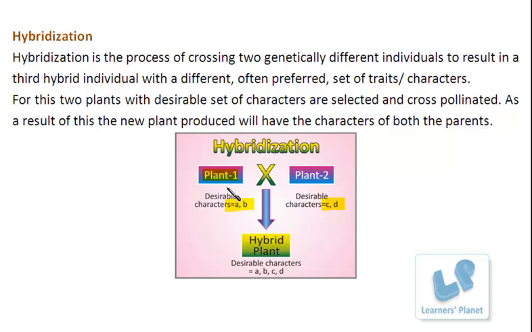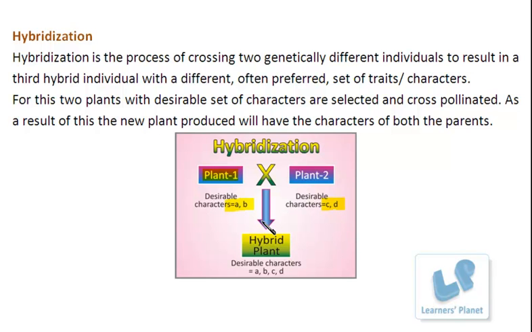So if we want all these characters to be present in the same plant, then what should be done? Then these plants should be crossbred. When this cross-pollination is done, what will happen? The pollen of one plant is transferred over the anthers or flowers of the second plant, and then the fertilization will take place.